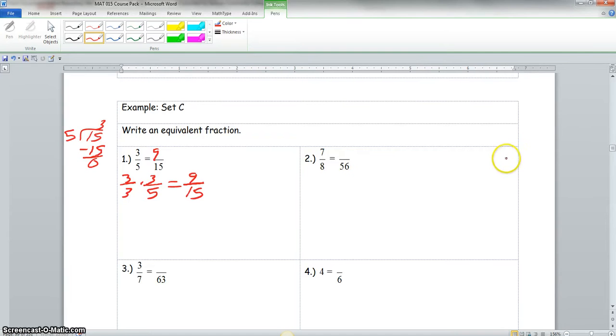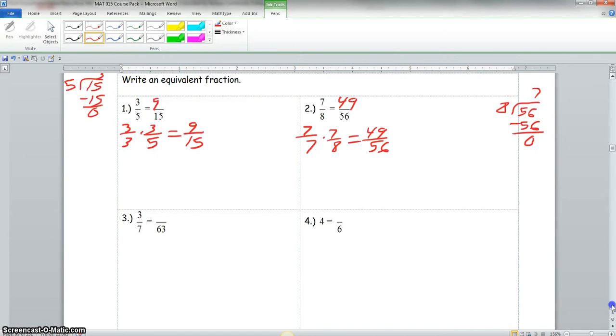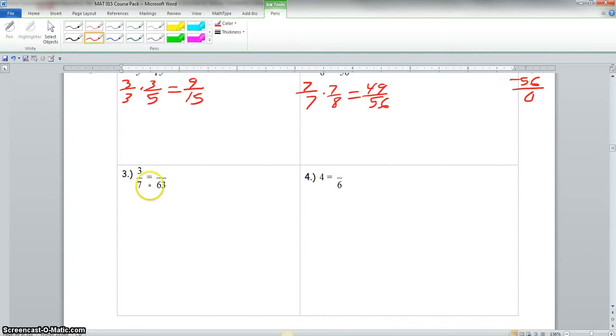Now we do this with 56 and 8. We'll take 8 into 56, which goes 7 times. And we'll multiply 7 over 7 times 7 over 8, which will give us 49 over 56. So 49 is our answer here. Now we go down here to number 3. Now, 63 divided by 7, we know is 9. So we'll take 9 over 9 times 3 over 7, which will give us 27 over 63.